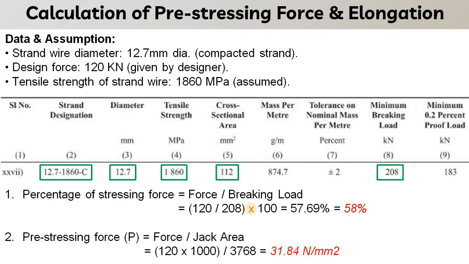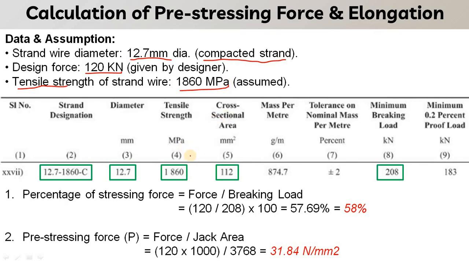Here we have some data and assumptions, as we discussed in the earlier slides, that we are using 12.7 mm diameter strand wire, and we are using compacted strand. The design force that is given by the designer is, let's say, 120 kilonewton. This is the force that has to be applied on the strand wire. We will see how this will be used in our calculation. The tensile strength, we are assuming, is 1860 MPa for the strand wire.